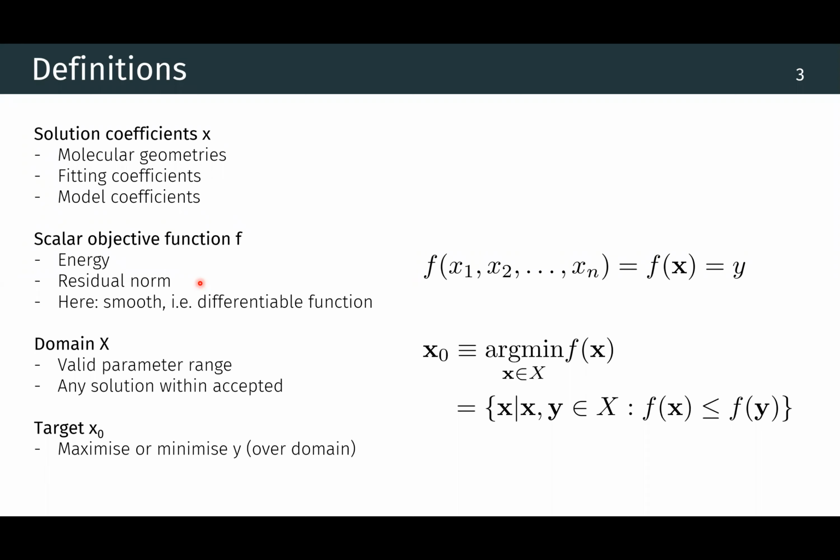And this is relevant because this means that the function, first of all, is continuous. So there's no sudden jumps in that function. And we will assume that it can be differentiated, because you can imagine the vast majority of optimization algorithms, they rely on gradients.